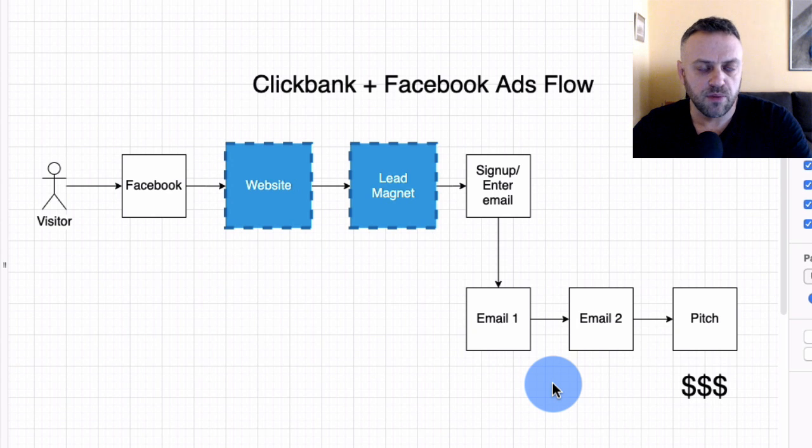You want to send a couple of emails with value. One, two, at least 2 or 3 emails, maybe sometimes even 4. But typically 3 is a sweet spot, 2 is nice. So here I have 2 emails with value and then a pitch.